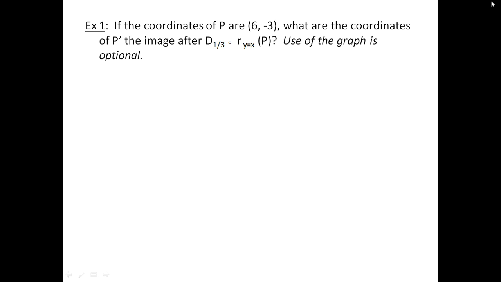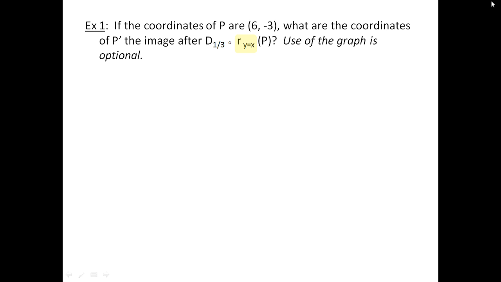Let's take some point P with coordinates 6, -3. And it wants to know what happens to that point after a dilation with scale factor 1/3 following a reflection in the line y equals x. And then it tells us that the use of the graph is optional. Now, when I go through this, I'm not going to use the graph, but if it makes you feel more comfortable, feel free to plot the point and to graph the line whose equation is y equals x.